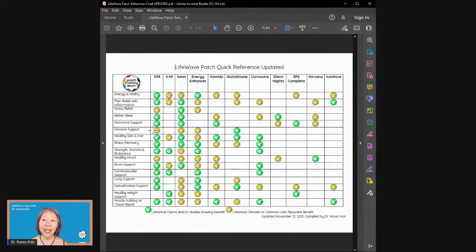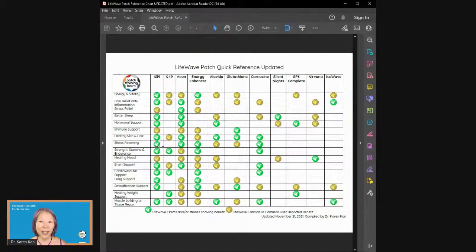Now, interestingly, X39, even though the clinical testing is not specific for immune, we do know that it elevates glutathione just like the glutathione patches do, but not as efficiently. So about maybe a third, according to David. So if you don't have glutathione, but you've been using X39 regularly, you're actually getting some glutathione support as well.